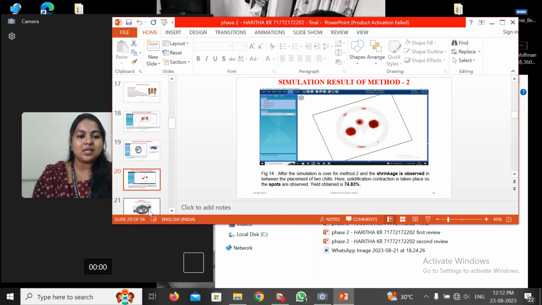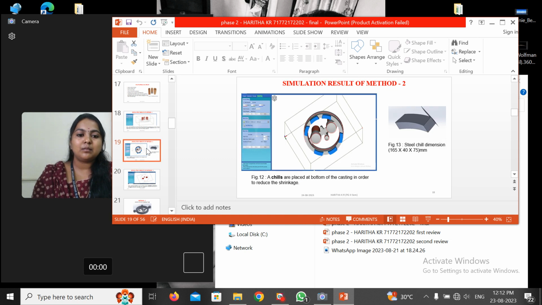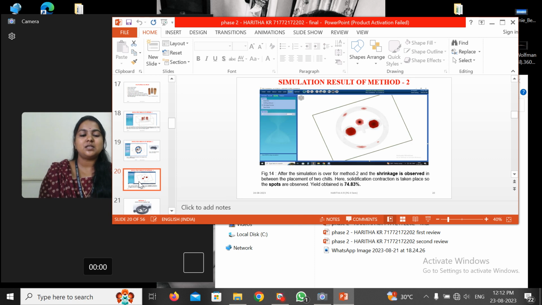Since no shrinkage is observed, even at the minimum level as in method 1, here the yield obtained is 74.83, the same as that of method 1, but the spots are taking place in between the two chills. Here between the two chills, metal is shrinking. So the contraction takes place. The shrinkage level is very high. Solidification is not attained properly, so there may be some kind of porosity, or a pinhole or blowhole will be present over there.